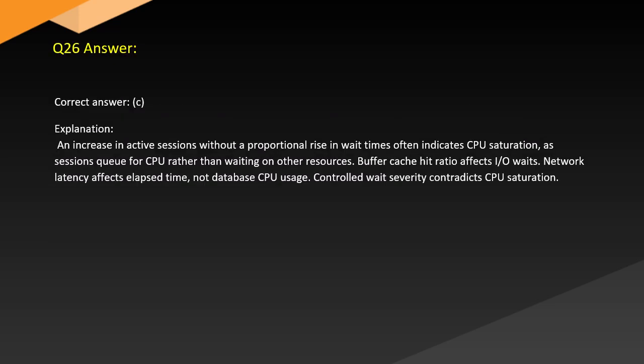Answer. Correct answer, C. Explanation. An increase in active sessions without a proportional rise in wait times often indicates CPU saturation, as sessions queue for CPU rather than waiting on other resources. Buffer cache hit ratio affects I/O waits. Network latency affects elapsed time, not database CPU usage. Controlled wait severity contradicts CPU saturation.